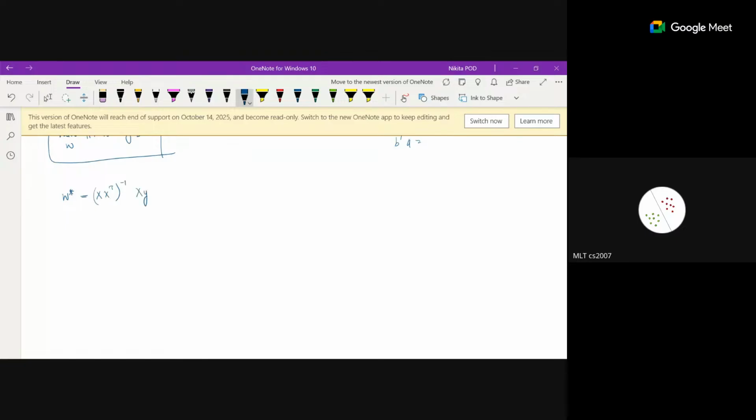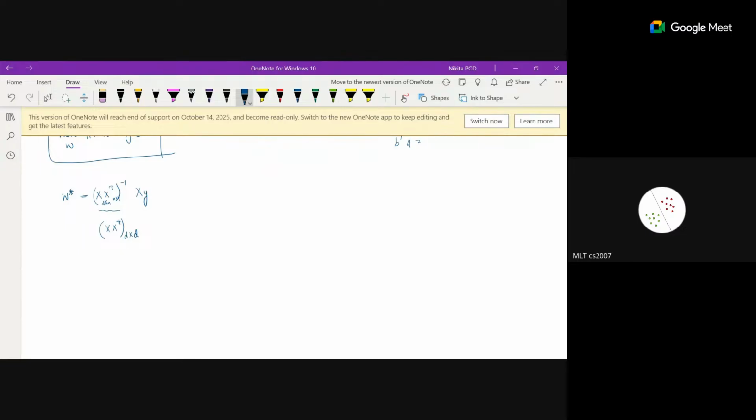And where does this X lie? X is in D cross N. X transpose is going to be N cross D. So this matrix that you have, which is XX transpose, is basically going to be a D cross D matrix, right? And what you have to do now is to take its inverse.